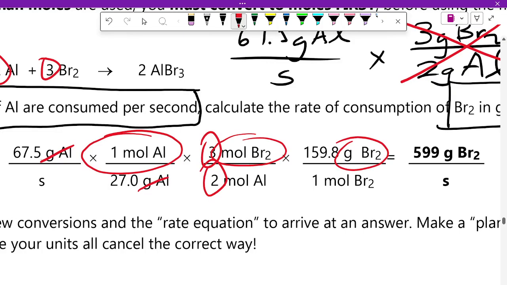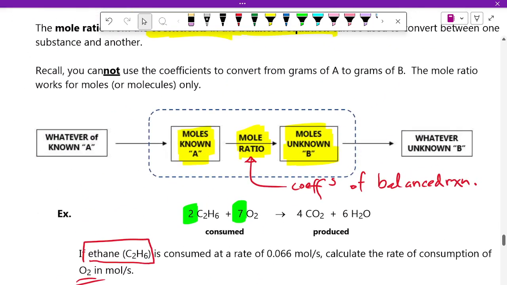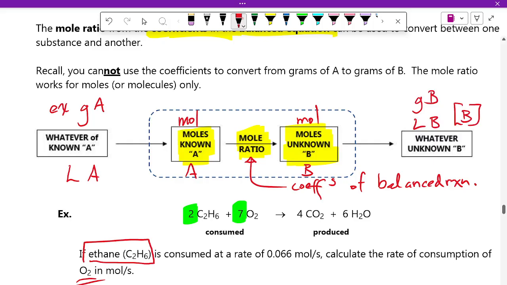Okay? So what that looks like is anytime you have anything other than moles, so this could be, for example, grams of A, you could have liters of A, whatever it is, you would need to convert it first to moles of A. Then you would need to convert that into moles of whatever your unknown substance is, substance B, and then you could find grams of B or liters of B or the concentration of B, whatever you need to, but it requires that step in between. Okay, so always go to moles first before you use the coefficients.